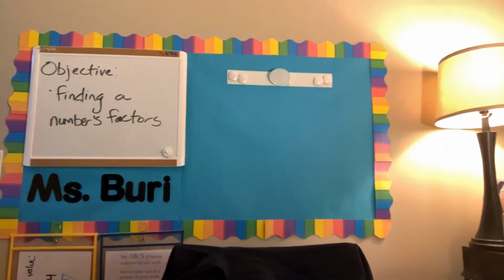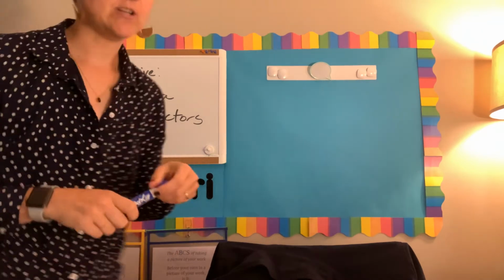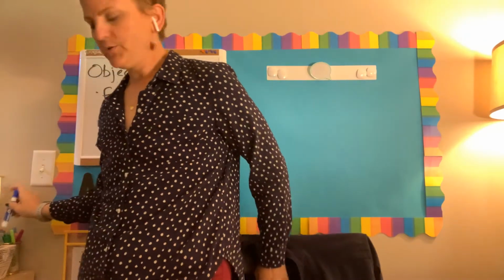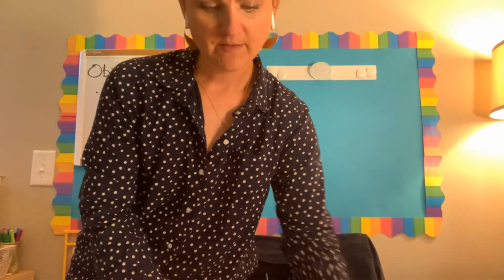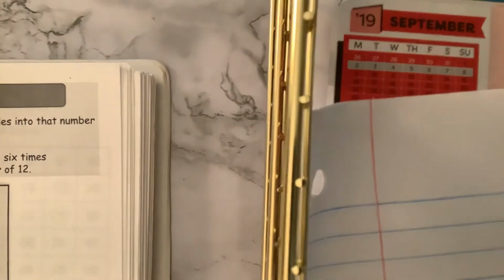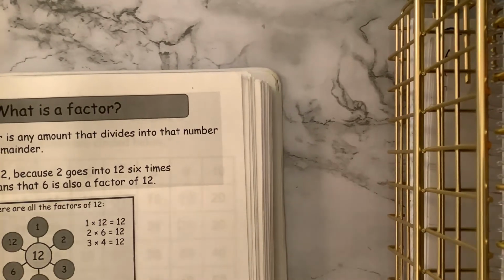Fifth graders, for today, our objective is going to be finding a number's factors. So the first thing we're going to do is talk about this word factor and what it means. You should have in your math resource binder a set of notes that says what is a factor. So I'm going to get you pointed towards my copy of the notes, and we're going to go through them together.